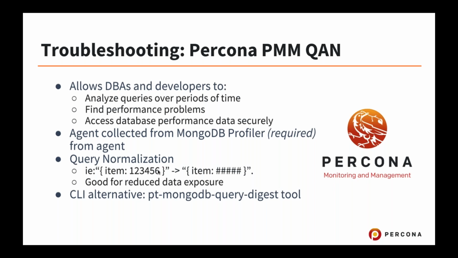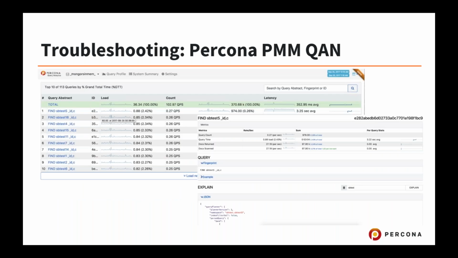and you'd understand which query it was, but not necessarily the sensitive data in the query. An alternative to using this, which is a web browser system, is the pt-mongodb-query-digest tool, which is a command line tool that does some of what QAN's trying to do, but not quite as much. So if you don't want to set up QAN or PMM to automate that, you could definitely just use the CLI tool to get maybe half of the value, maybe less than that.